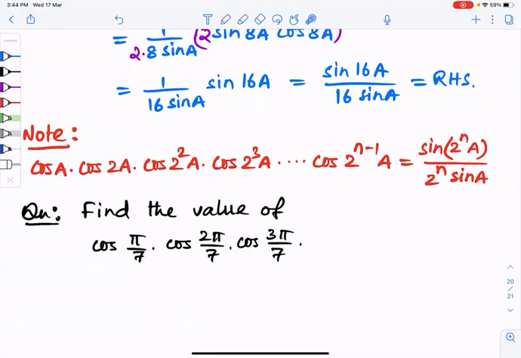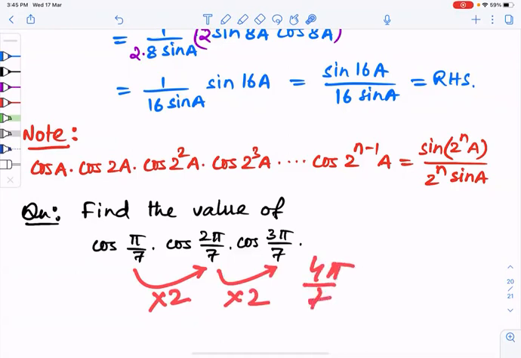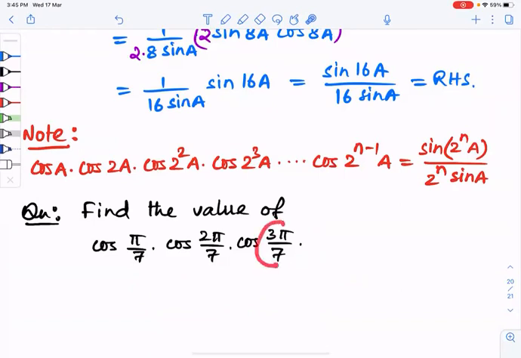What you have to look for is that every angle should be double of the previous angle. This angle is double of that. From here to here, if I multiply by 2, I get that. Here to here, if I multiply by 2, I should get 4 pi by 7, but I don't have that. That's the problem. I cannot use this formula directly for the previous one. So what I do, I try to convert this.